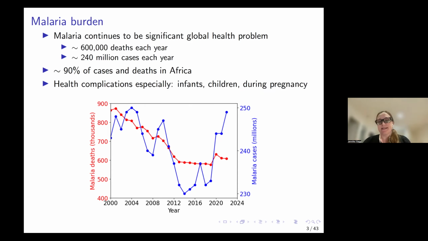If you look at malaria cases shown in blue, the pattern doesn't seem so obvious. It's gone up and it's gone down, but it seems stable around 240 million cases of malaria each year. Over 90% of all of these cases are in Africa, and same with the deaths. So 90% of the 600,000 deaths are occurring in Africa. And the most at risk are those that have significant health complications. Unfortunately, this happens in people groups that we would most likely want to protect. So this is in small infants, in children under the age of 5, and during pregnancy.